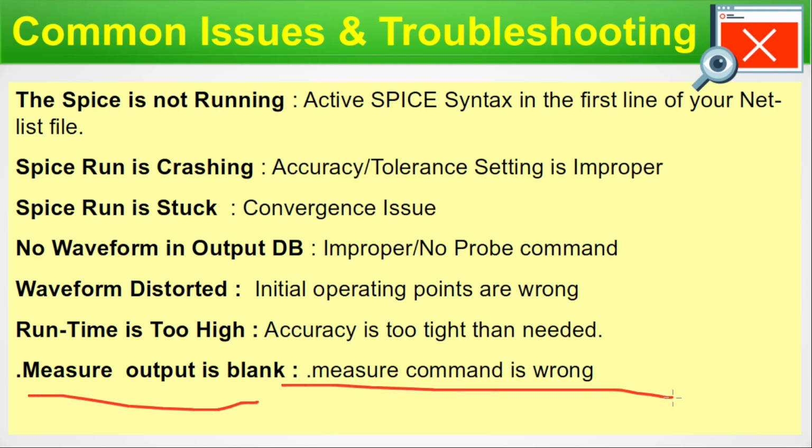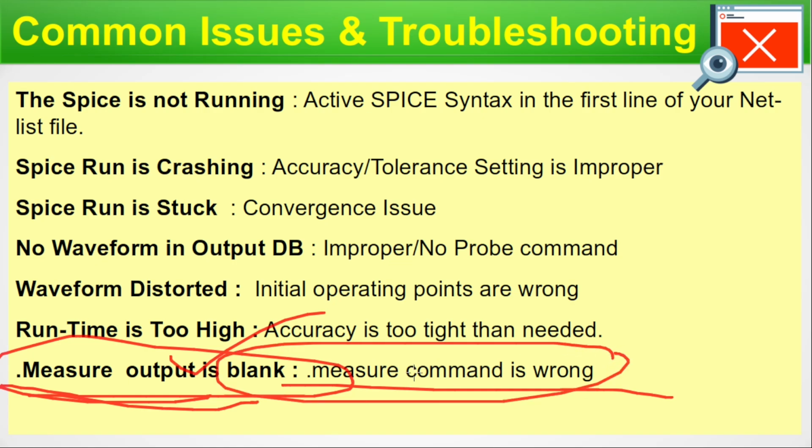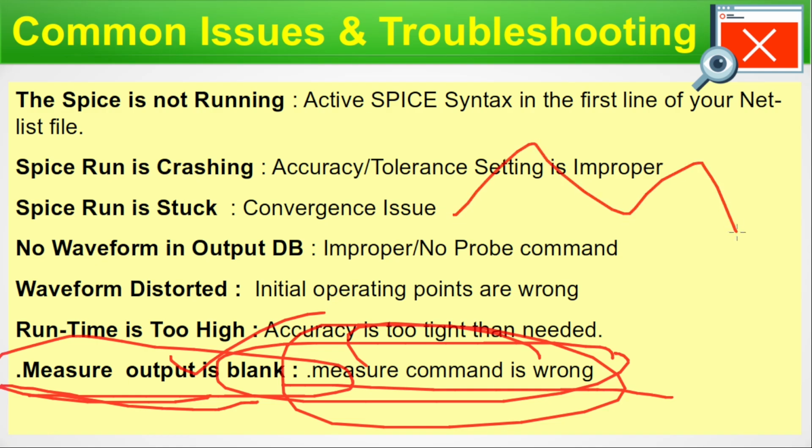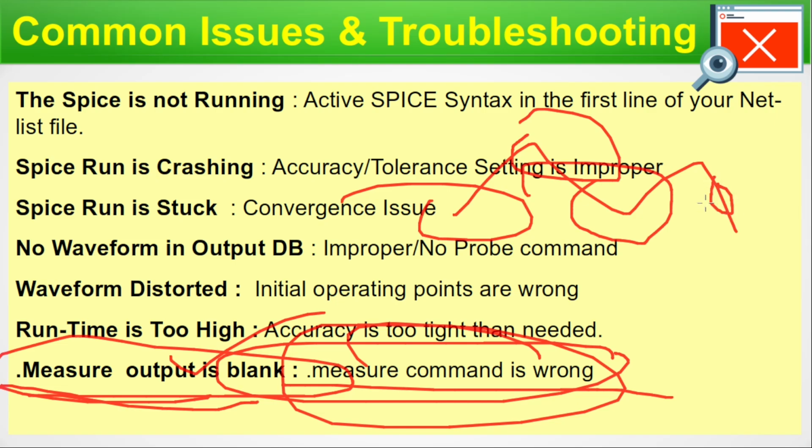Next point is the dot measure output is blank. The dot measure command is wrong. There will be a text file which contains all the results from the dot measure, and you see it's blank. That means you have given the measure command wrong. Either you have put it syntactically wrong, or you are doing a measure over a waveform where you have chosen some points which are maybe outside of the waveform, or the calculation cannot be done there. So you have chosen a time window which is wrong. Anything could be there.